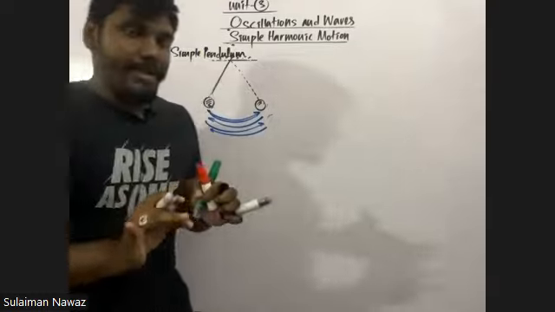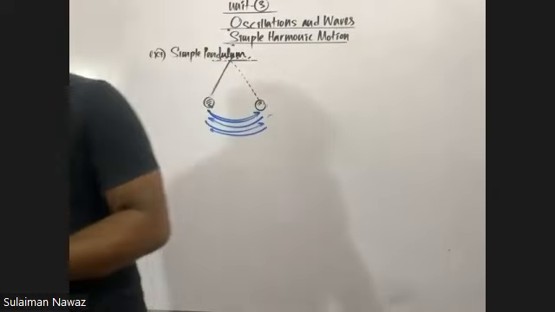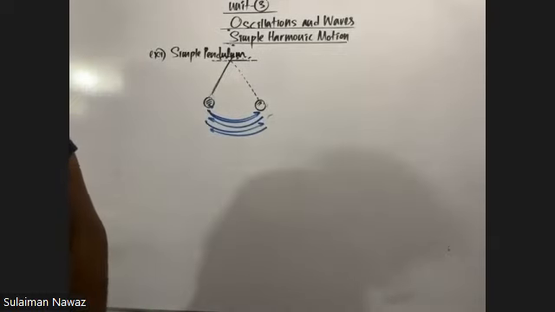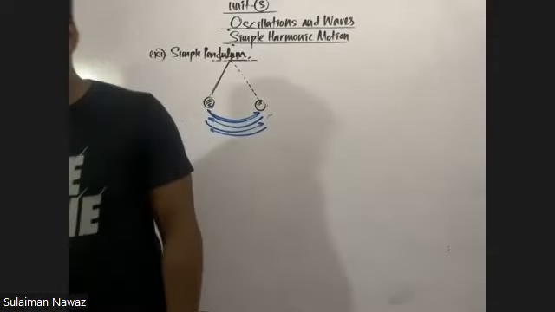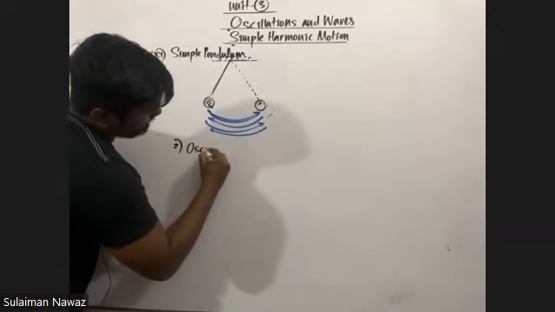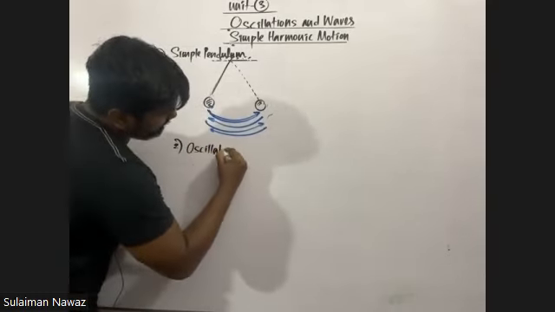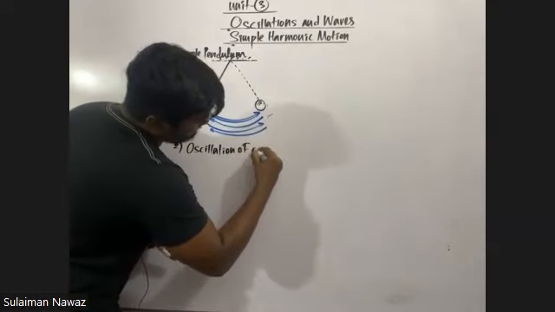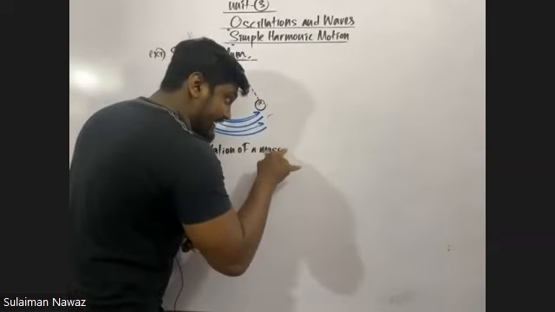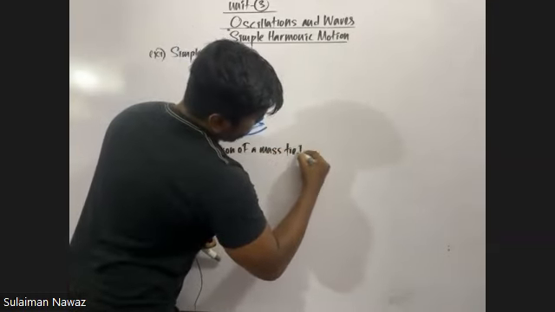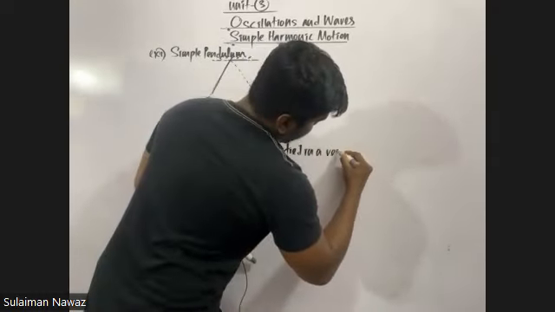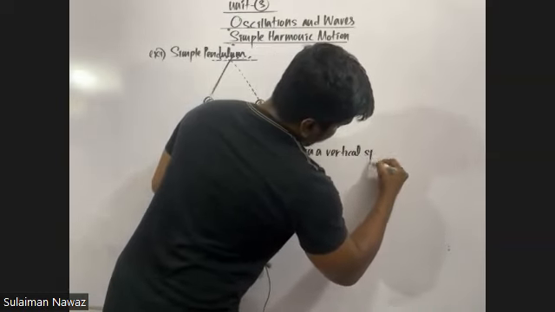Now, any other examples of periodic motion? The next example is oscillation of a mass tied in a spring. Second example: oscillation of a mass tied in a spring. Draw this diagram. Let's say a vertical spring.